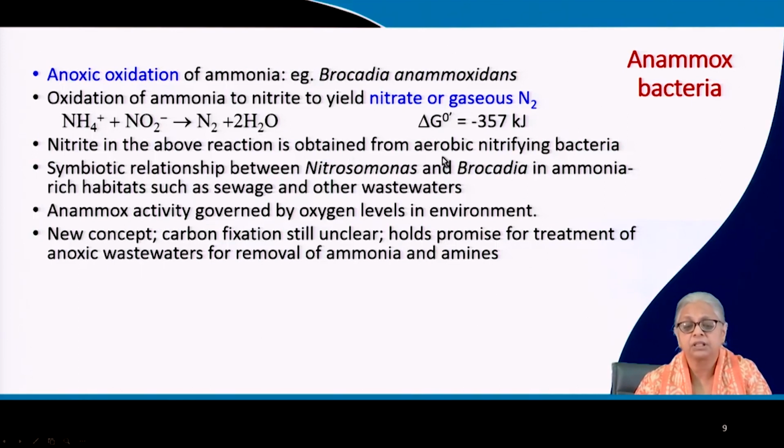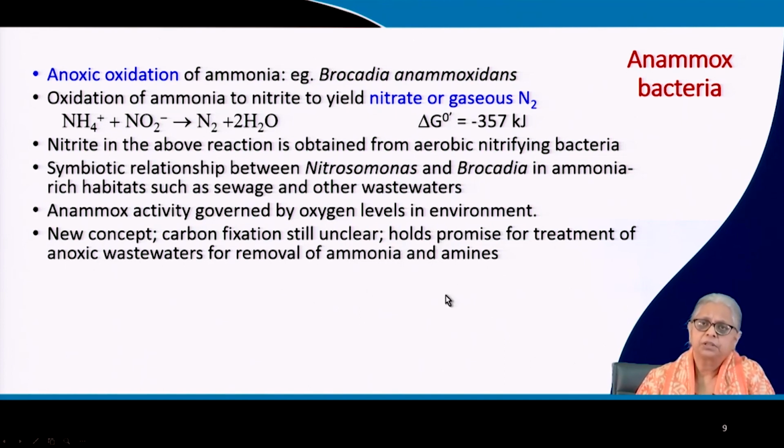So nitrite in the above reaction can be obtained from aerobic nitrifying bacteria. There is a symbiotic relationship between Nitrosomonas and Brocadia in these ammonia-rich habitats like sewage and wastewater. Anammox activity is considered to be governed by the oxygen levels in the environment. Even though they are obligately anaerobic, they themselves will not use oxygen, but their activity level is governed by the availability or the presence of oxygen in their environment. I have mentioned here that the carbon fixation mechanism is still unclear. It's possible that there are more recent publications with some information about this particular mechanism.